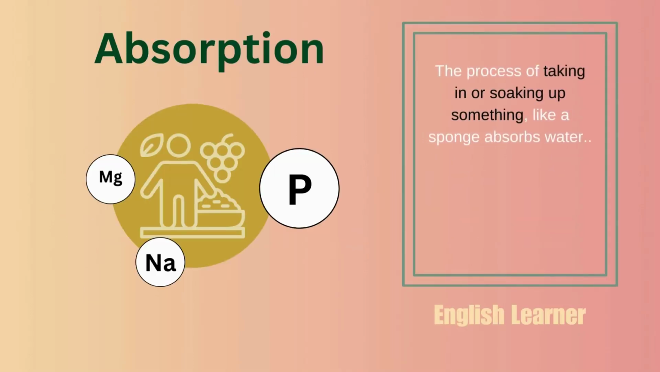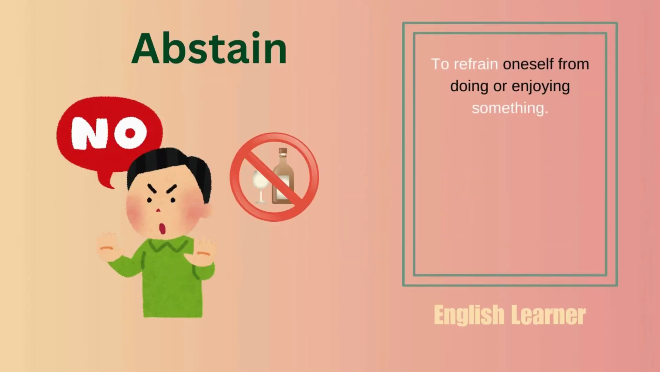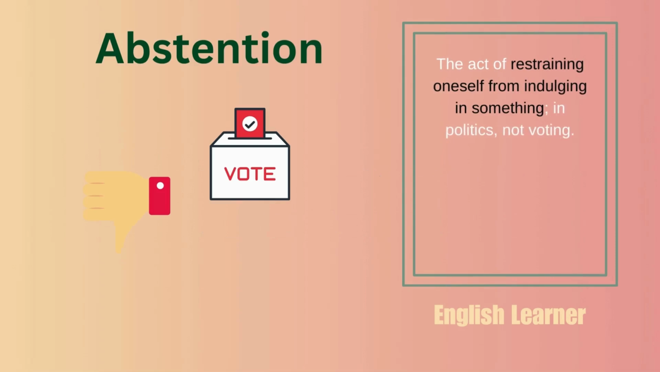Absorption. The process of taking in or soaking up something, like a sponge absorbs water. Example. The absorption of nutrients is essential for good health. Abstain. To refrain oneself from doing or enjoying something. Example. He decided to abstain from alcohol during the month of January. Abstention. The act of restraining oneself from indulging in something, in politics, not voting. Example. There was a high level of abstention during the election.